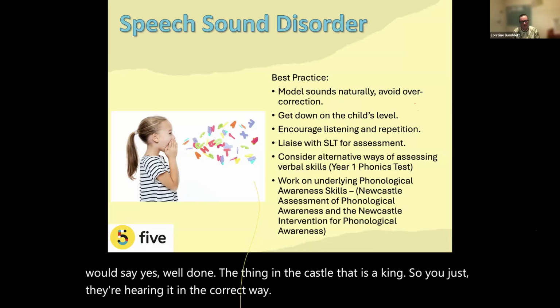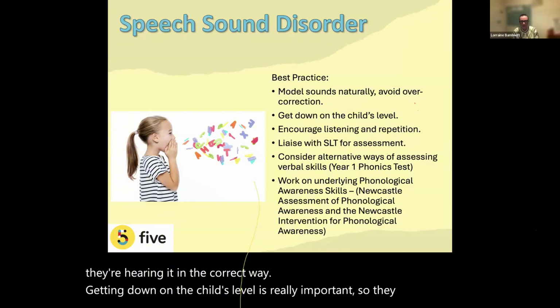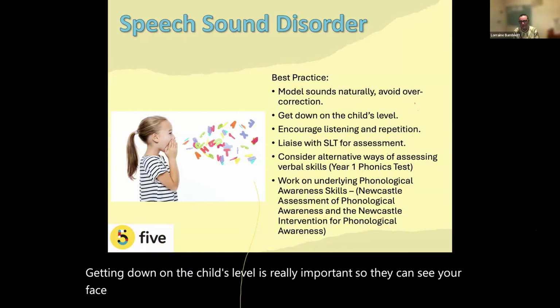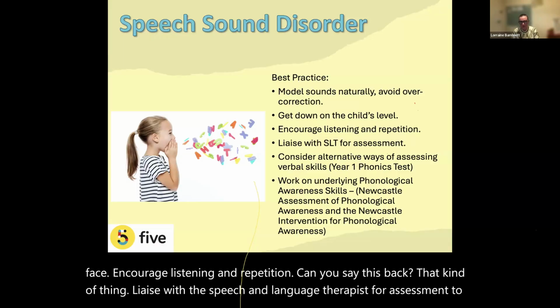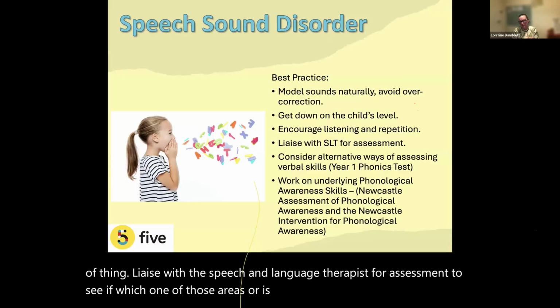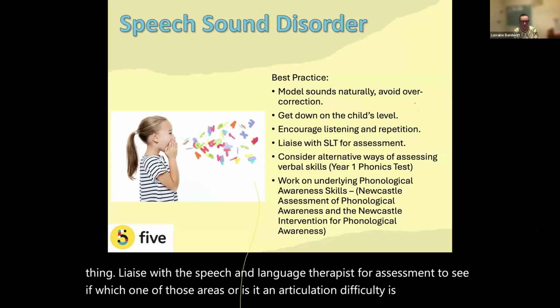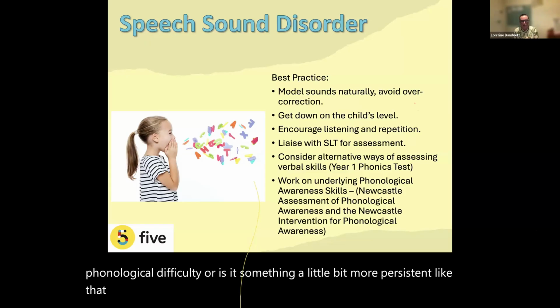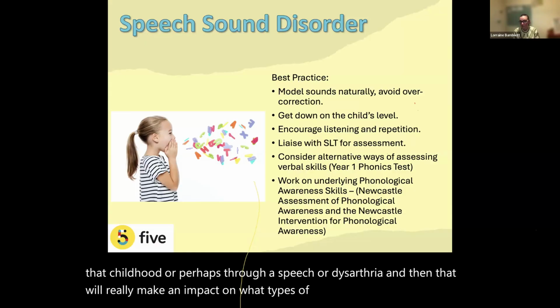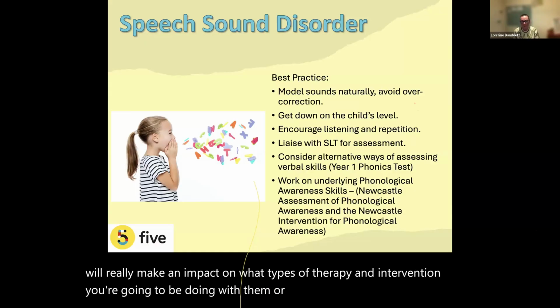Getting down on the child level is really important so they can see your face. Encourage listening and repetition. Can you say this back? That kind of thing. Liaise with the speech and language therapist for assessment to see which of those areas it is: is it an articulation difficulty, is it a phonological difficulty, or is it something a little bit more persistent like childhood apraxia of speech or dysarthria? That will really make an impact on what types of therapy and intervention you're going to be doing with them or maybe helping out with.